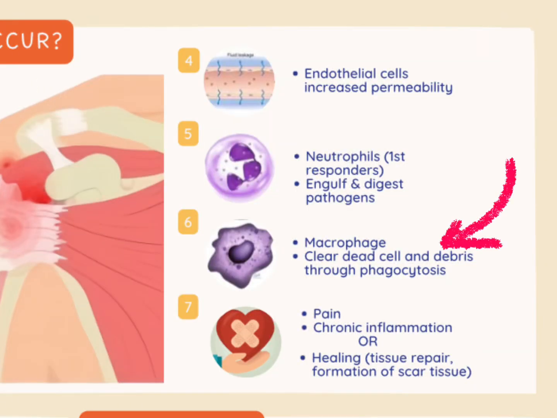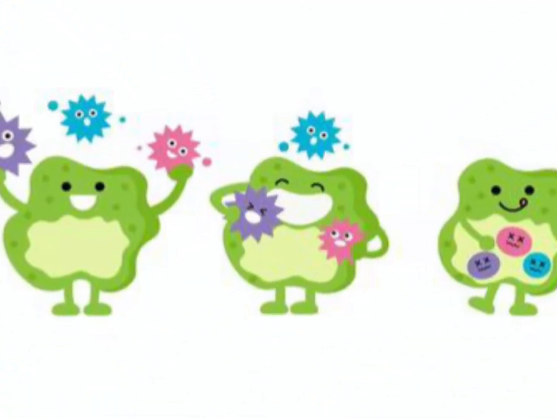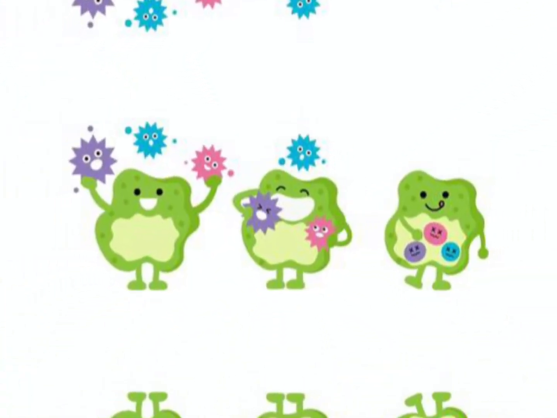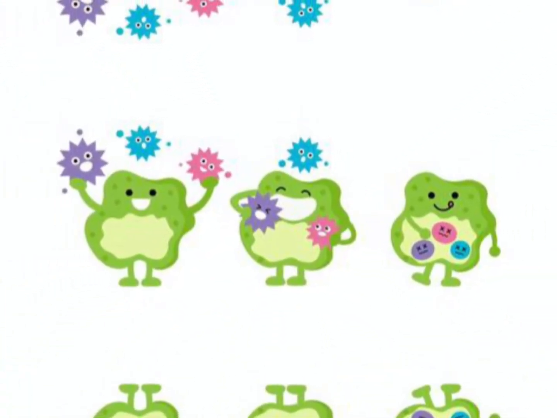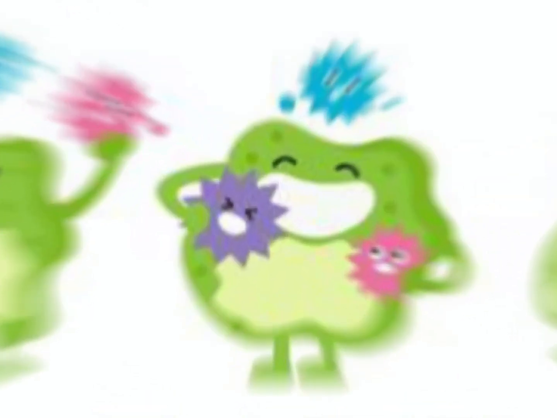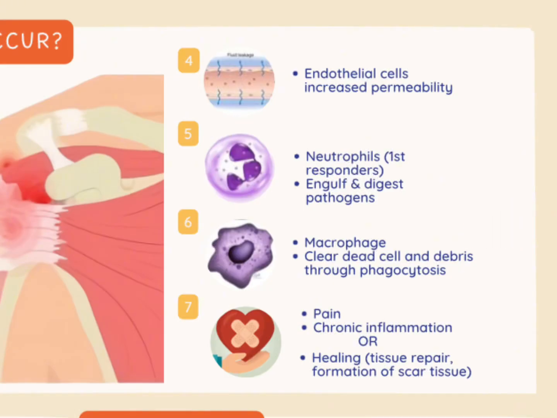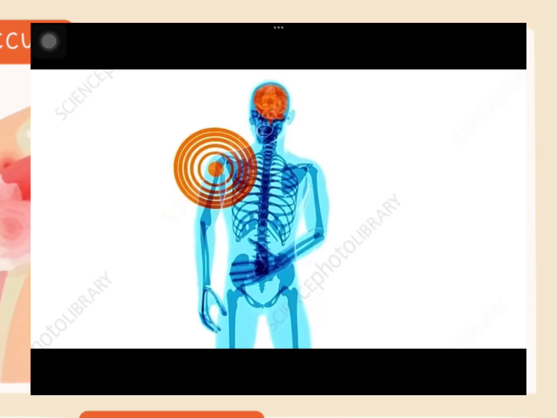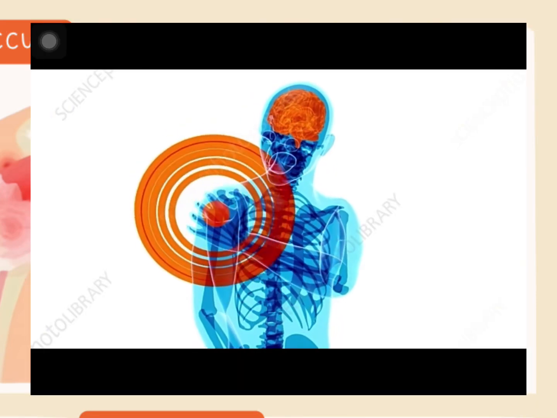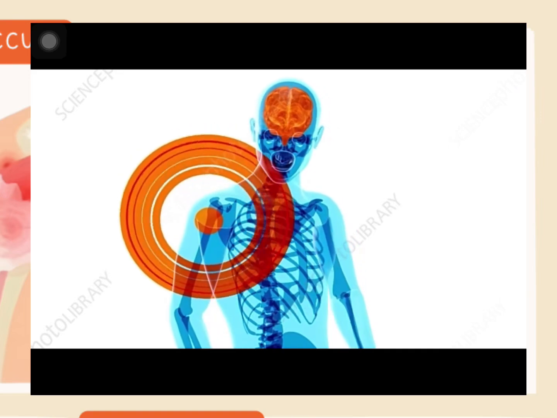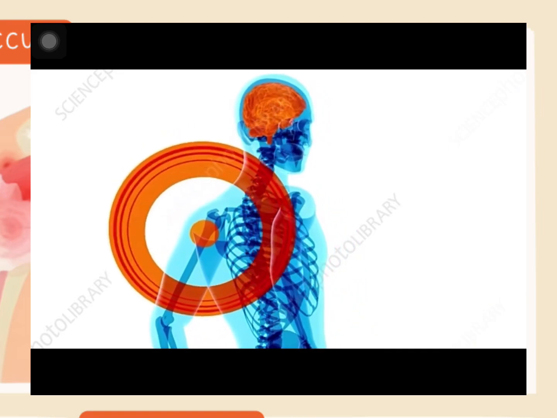After the neutrophils, macrophages arrive to clean up the area. They clear dead cells, remaining debris, and lingering pathogens through the phagocytosis process. They also release signals to promote tissue healing or, in some cases, sustain chronic inflammation. The buildup of fluid, chemical mediators, and pressure in the area activates pain receptors, which causes pain.